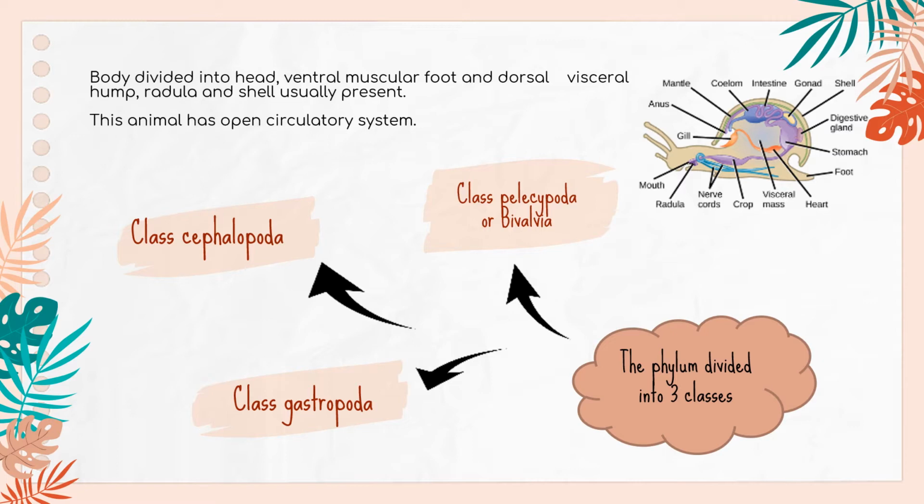Basically, the phylum Mollusca is divided into six classes, which are Bivalvia, Gastropoda, Cephalopoda, Monoplacophora, Aplacophora, and Scaphopoda. But for our syllabus, we only need to learn three classes.